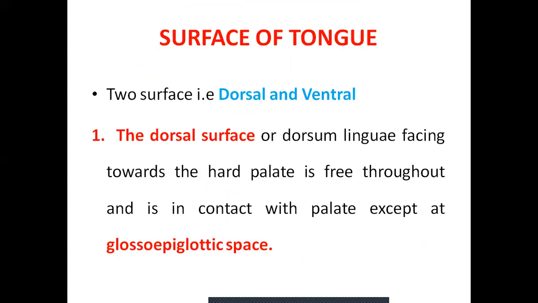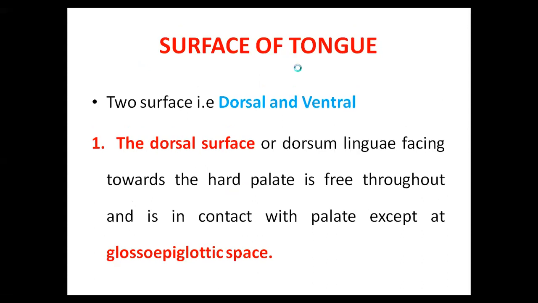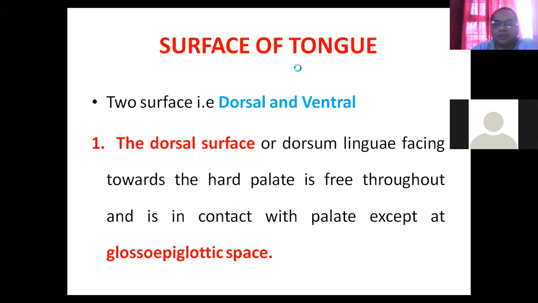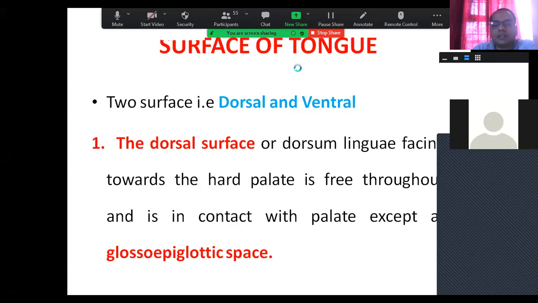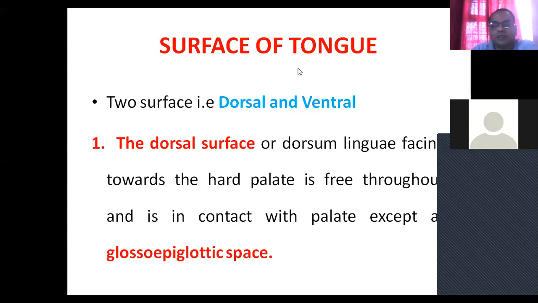Now, talking about the surfaces of the tongue, there are two: the dorsal surface and the ventral surface. I told you the dorsal surface is also called the dorsum linguae. This dorsal surface faces towards the hard palate throughout, except the posterior part, or the glossoepiglottic space.